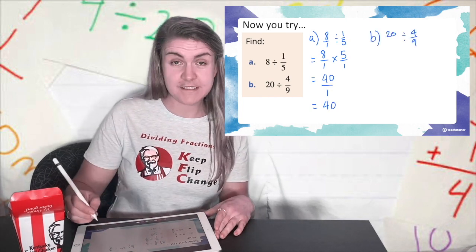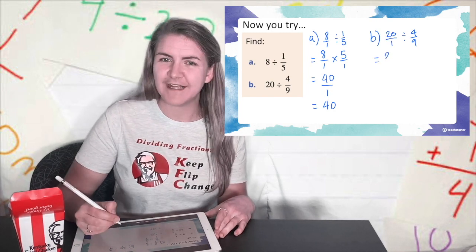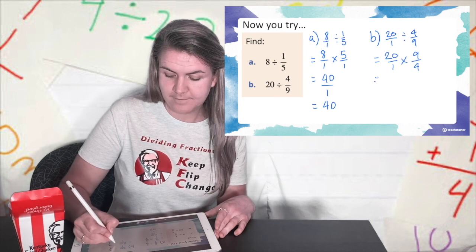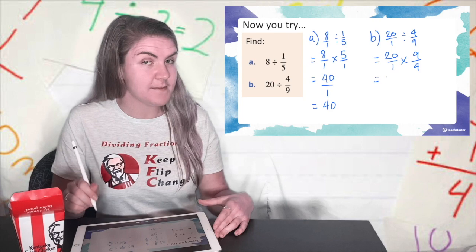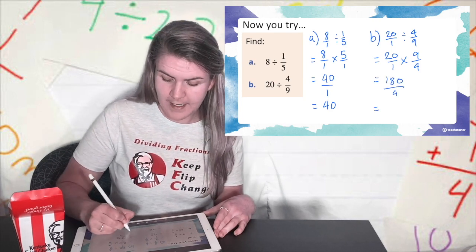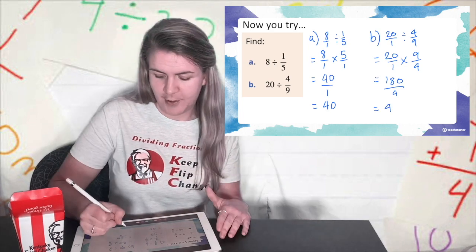B, 20 divided by 4/9. I need to put the whole number over 1. Then KFC. K, F, C. 20 times 9 is 180. 1 times 4 is 4. How many times does 4 go into 180? You can use a calculator, but I know it's 45.